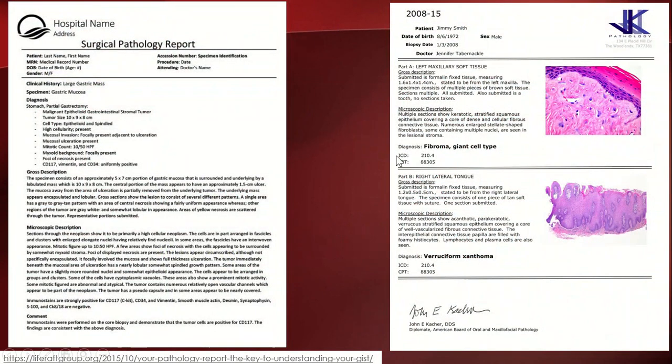Here you see two examples of the medical report diagnosis. One of them is the draft for the surgical pathology report that includes the histopathological diagnosis. Here, taken from one hospital, is a report about a left maxillary soft tissue lesion that is diagnosed as fibroma, giant cell type, or another disease, varioliform xanthoma.